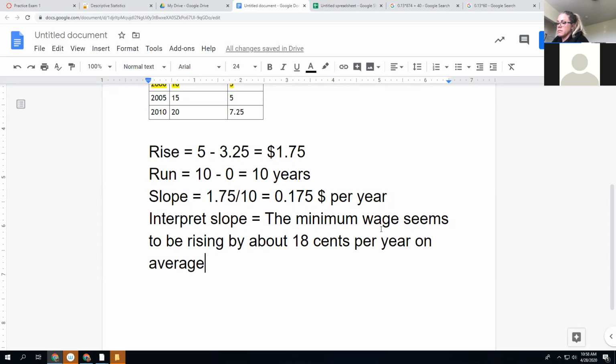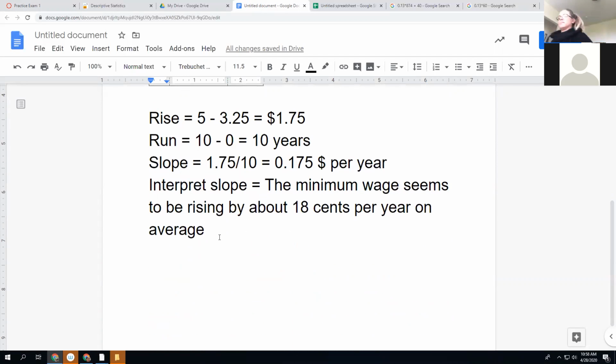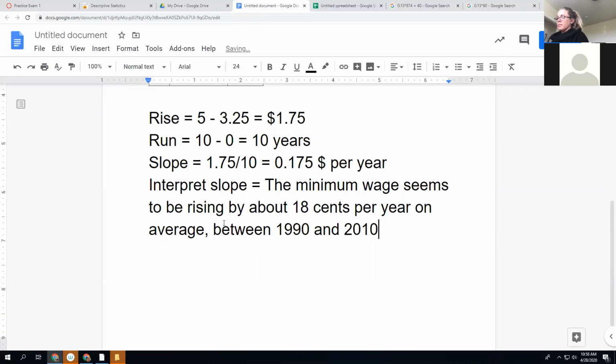And I'm even going to be a little bit more clear. I have no idea what was happening before 1990, and I have no idea at the moment what happened after 2010. So I'm also going to be even more clear and say it was between 1990 and 2010. So that's about as clear as I can get for interpreting the slope. And again, interpret means to explain. What the heck does it mean? It doesn't mean how did you get it? I don't really care. I want to know what it means. My mom doesn't care about all this work I did here. She just wants to know, hey, what does it mean to me? Which is kind of the point of this class.